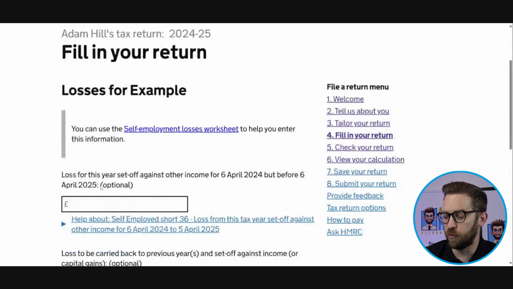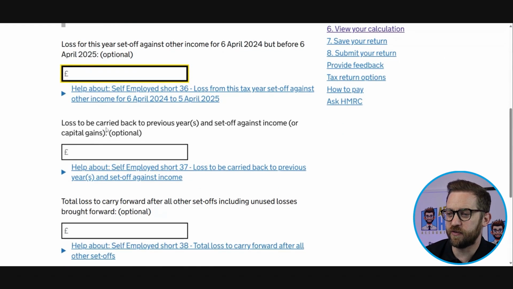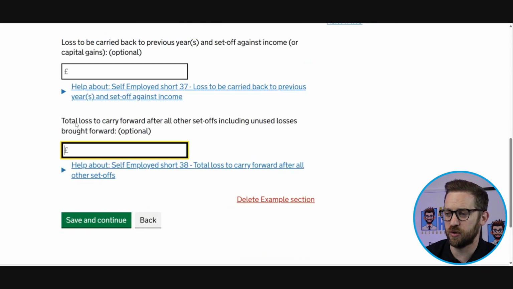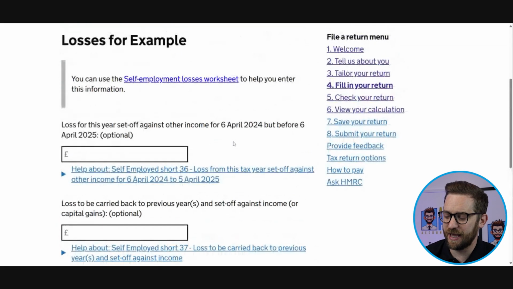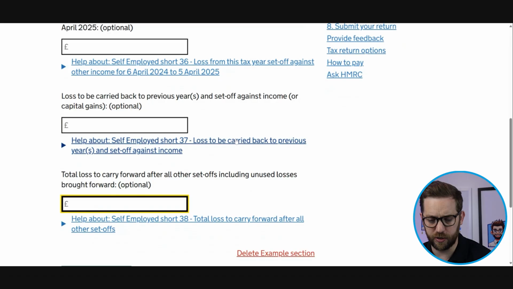And then we have more questions about losses. So losses for this year set off against other income for the 6th of April 2024, but before 6th of April 2025. You've got losses to be carried back to previous years, and then you've got your total loss to carry forward. So again, it's quite unlikely, or certainly less common, that people have loads of losses being carried forward and offset. If you do, it tends to get a little bit more complicated.